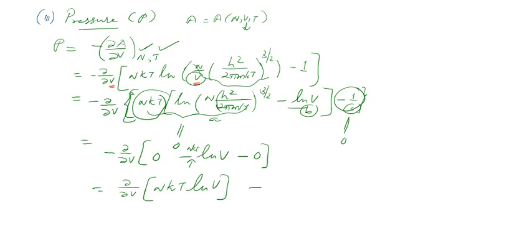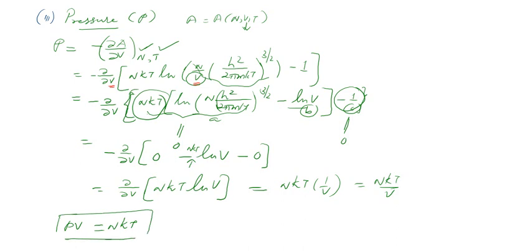NkT is a constant, so NkT is taken out. Then what is dou by dou V of log V? It is 1 by V. See what you have got finally. This is equal to NkT by V. Or can you see that when you multiply V to the other side, it becomes PV equal to NkT.